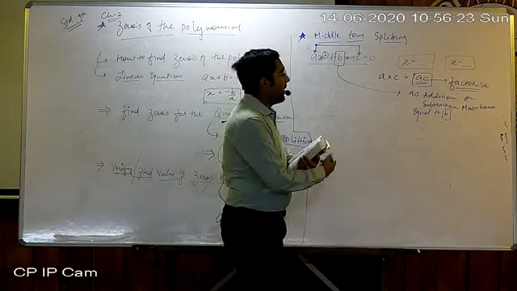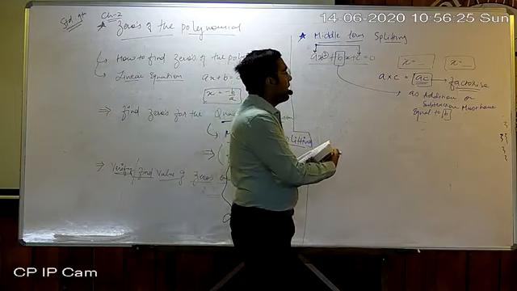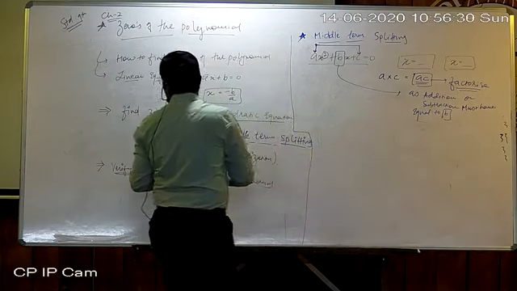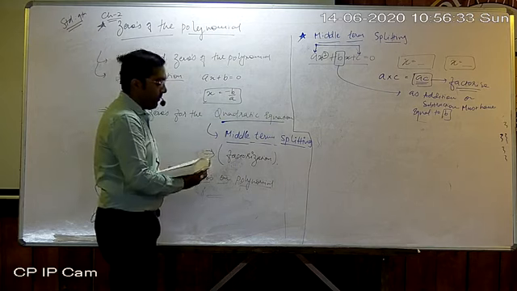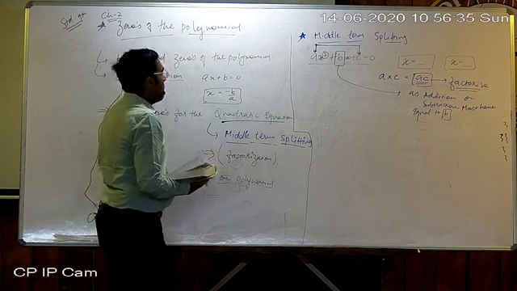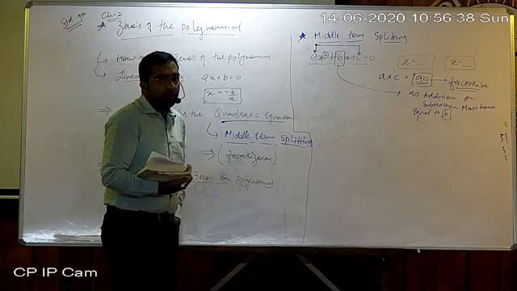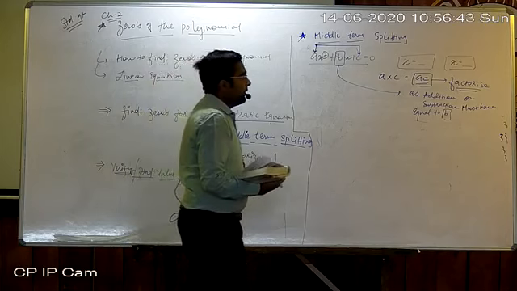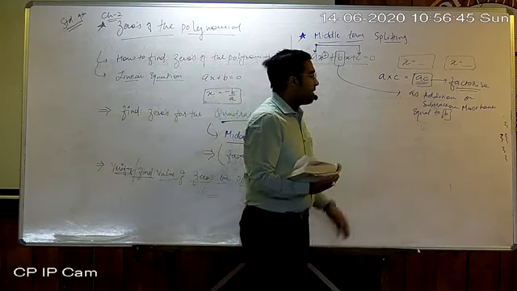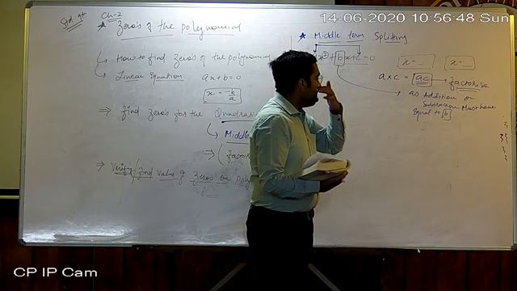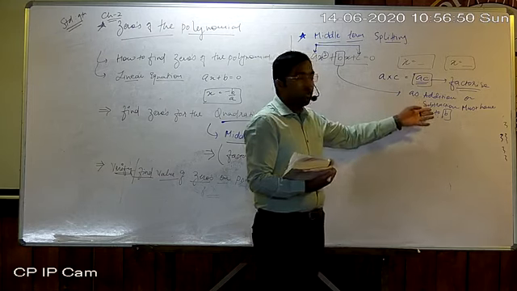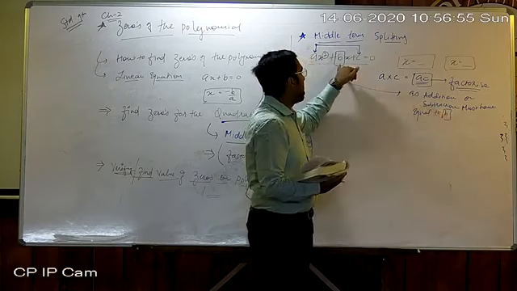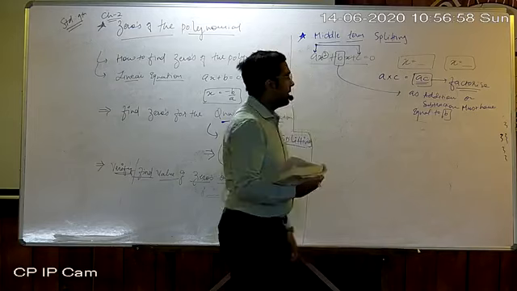You have to multiply a into c. So as per a into c, you find a particular number, and for that, you have to factorize it using the prime factorization method. After the prime factorization of the number, you take any two numbers whose addition or subtraction is equal to b. So the answer is equal to b. Okay.